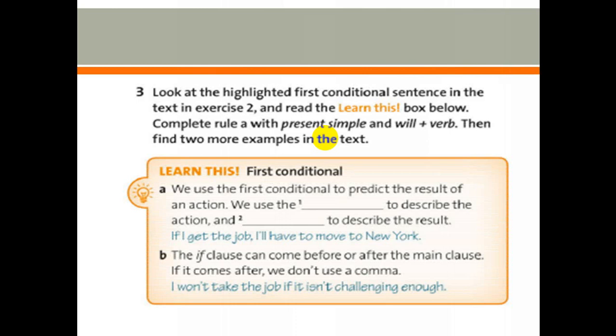Now, look at the highlighted first conditional sentences in the text in exercise 2. لننظر إلى الجمل الملونة في النص and read the learn this. ولنقرأ ثم القاعدة. Complete a rule with the present simple. أكمل قاعدة present simple and will plus verb. Then find two more examples in the text. ثم أجدوا أمثلة من النص. دعونا نرى. Let's go back.